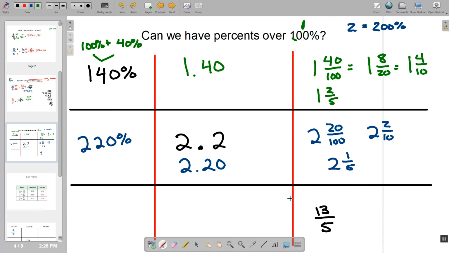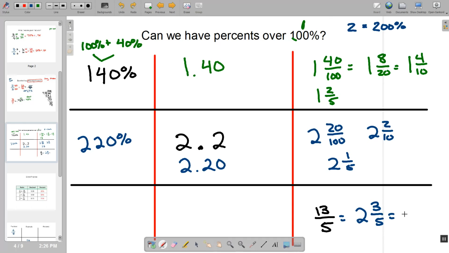And finally, the last one, what if we're given the improper fraction? Well, one group is 5 fifths. 2 groups would be 10 fifths. So the gap between 10 fifths and 13 fifths is 3 fifths. So I'm going to get 2 and 3 fifths.